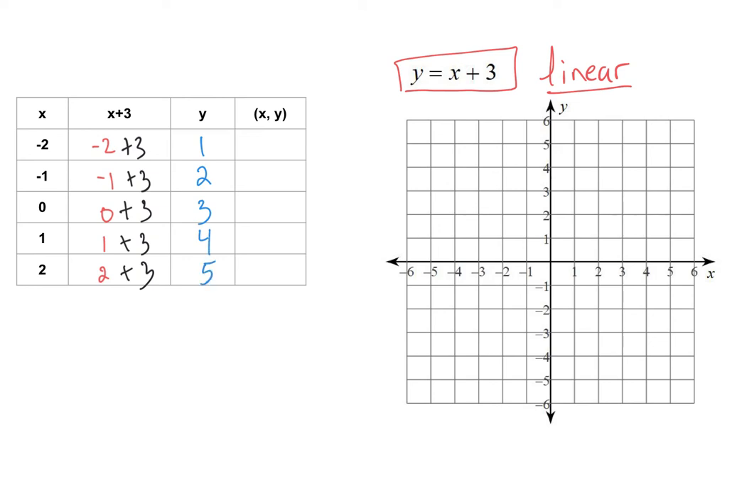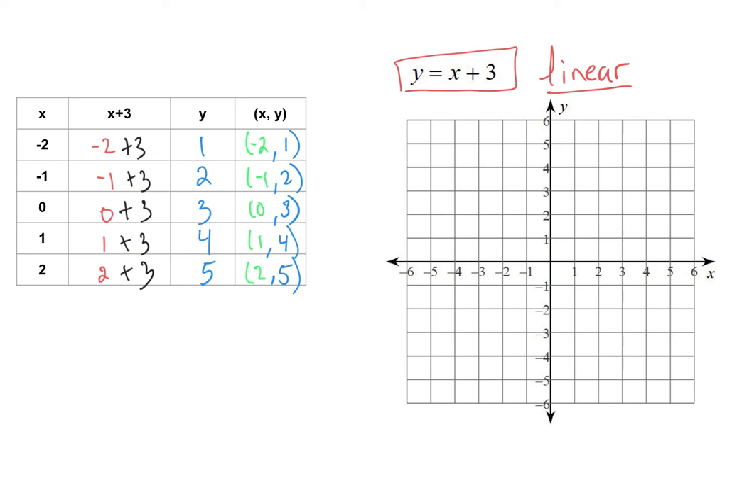Which means that our ordered pair will be the actual x value that we selected, which was -2, and the y will be the one number we just calculated, which is 1. So the x was -1, the y was 2. The x was 0, the y was 3. The x was 1, the y was 4. And the x was 2, the y was 5. And now you're going to plot the points.